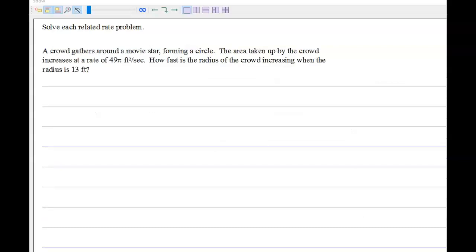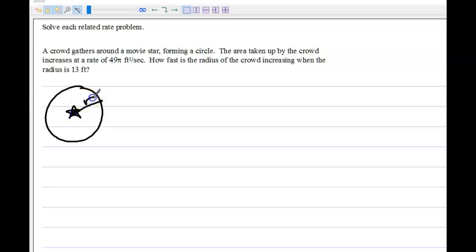All right, next question. Another circle problem. A crowd gathers around a movie star, forming a circle. The area taken up by the crowd increases at a rate of 49 square feet per second. How fast is the radius increasing?